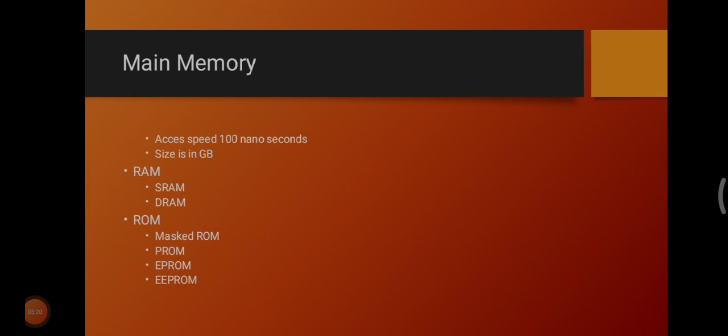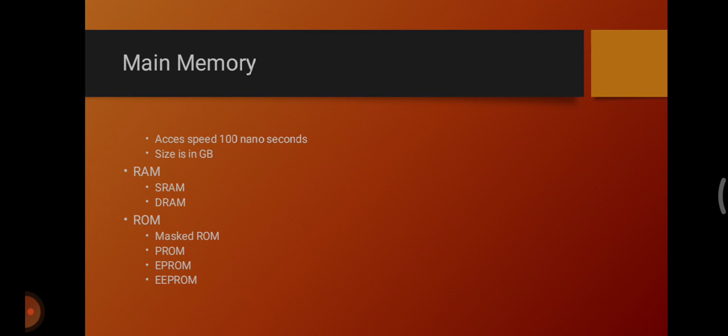A RAM chip is better suited for communication with the CPU if it has one or more control inputs that select the chip when it is needed. It is read-write memory that initially doesn't contain any data. It loses its data once the power is removed, so it is volatile memory. Then there are different types of RAM, that are the SRAM and DRAM.